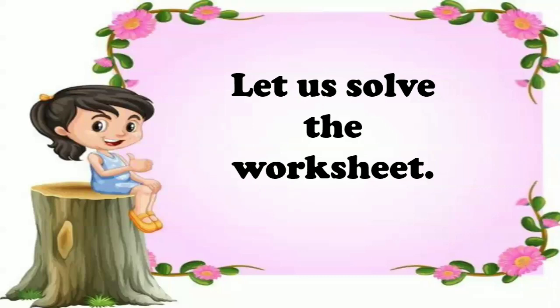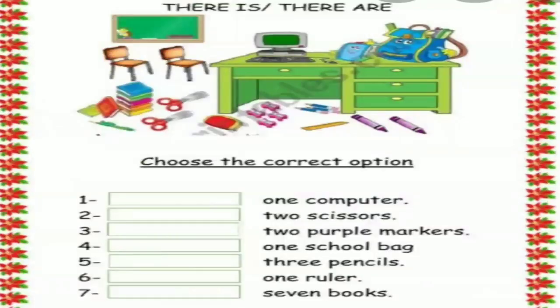Now let us solve a worksheet based on it. Here you have to choose the correct option. There is or there are. Okay. So children, in the first sentence, it says one computer. One computer. So what would you use? There is or there are? Very good. We will use there is because it is pointing towards one object.